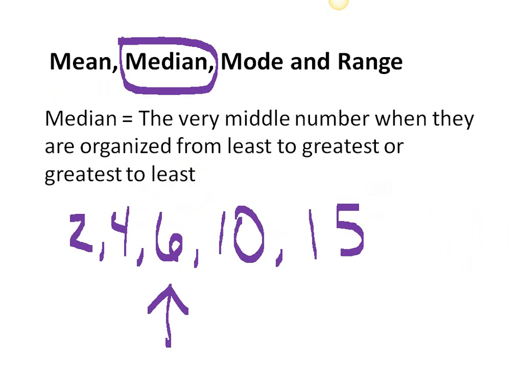Median, it's just the middle number. It's the very middle number when they're all organized from least to greatest or greatest to least. So once I have my numbers and I organize them from least to greatest, I just look to see which one's in the very middle. In this case, it happens to have been 6. If I have 2 numbers that are in the middle, then I would add them together and average them.